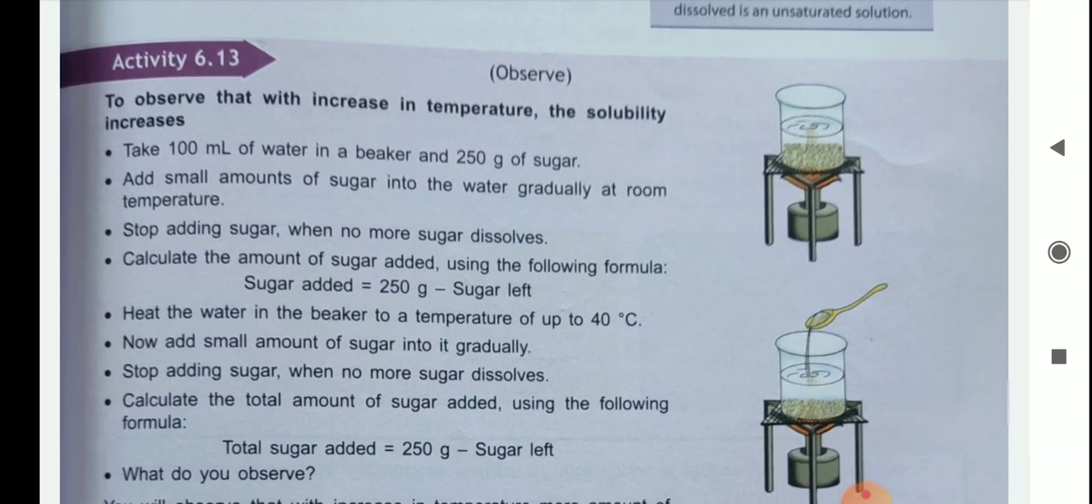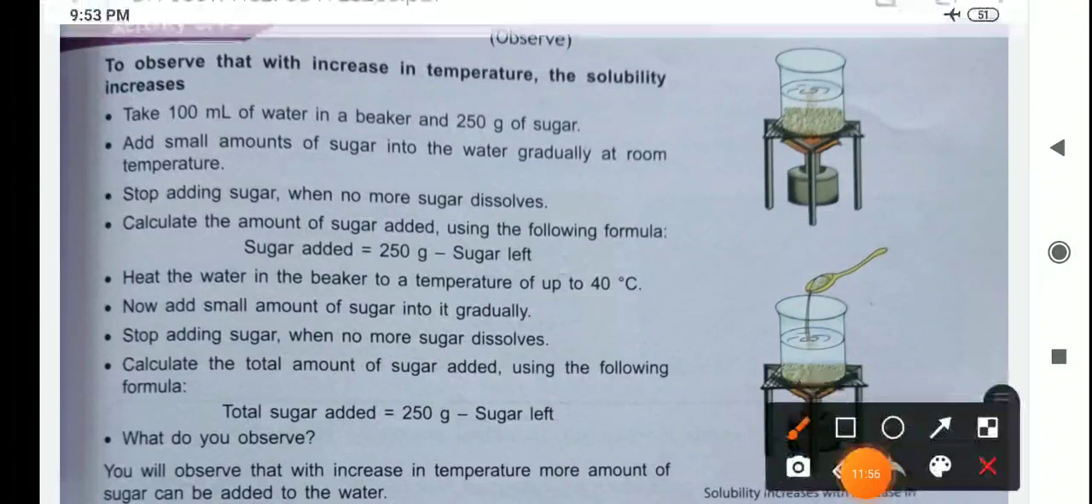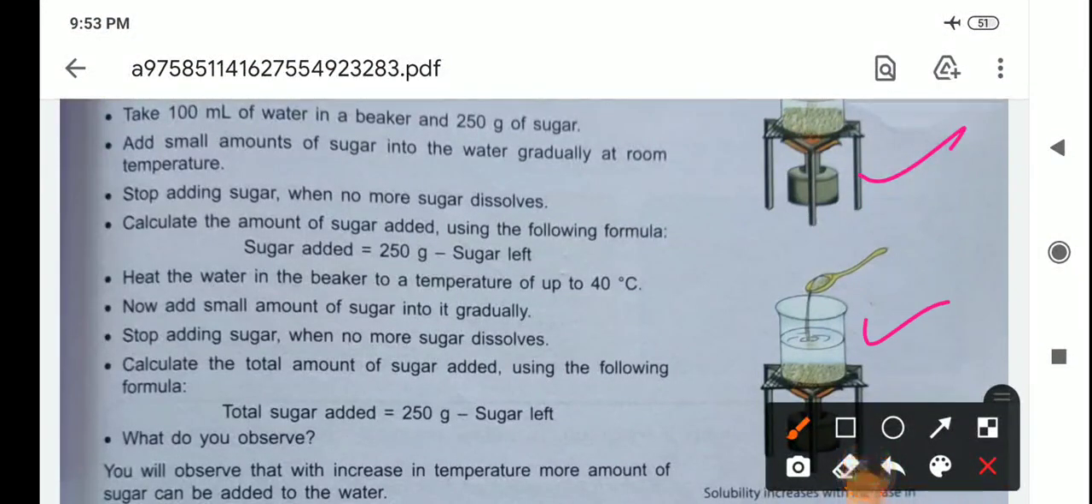Okay. Here one activity is given to observe that with increase in temperature, the solubility increases. Here take 100 ml of water in a beaker and 250 gram of sugar. Add small amounts of sugar in the water gradually at room temperature. Separately we do this experiment. Stop adding sugar when no more sugar dissolves. Calculate the amount of sugar added using the following formula. This is the first case.